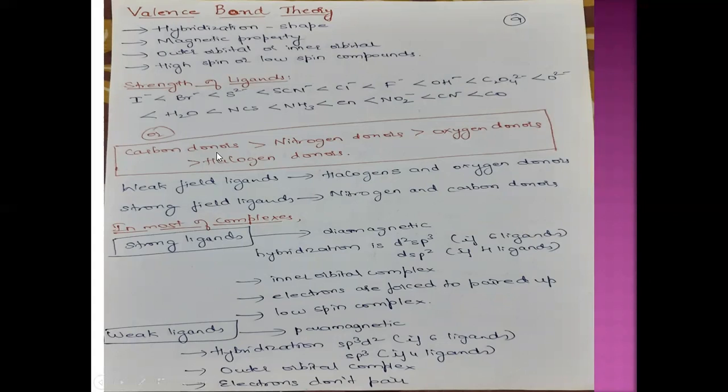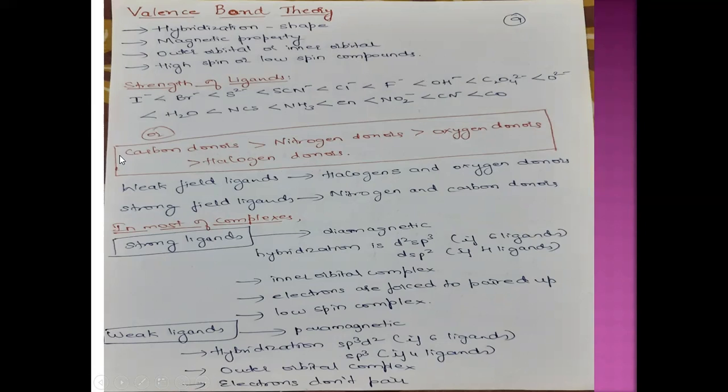Let us cross check. I said carbon donor is stronger than nitrogen. In this chart, carbonyl is the strongest one, right? Carbonyl means carbon donor ligand. Cyanide, carbon donor ligand. Then comes nitrogen ligand. So carbon donor is stronger than nitrogen. NO2, nitrogen donor. en is nitrogen donor. NH3 is nitrogen donor. NCS is nitrogen donor. Then comes oxygen donor ligand. That is water, oxide, C2O4 2 minus oxalate, OH minus, all these are oxygen donors. And last comes halogens, that is fluorine, chlorine, bromine, and iodine.